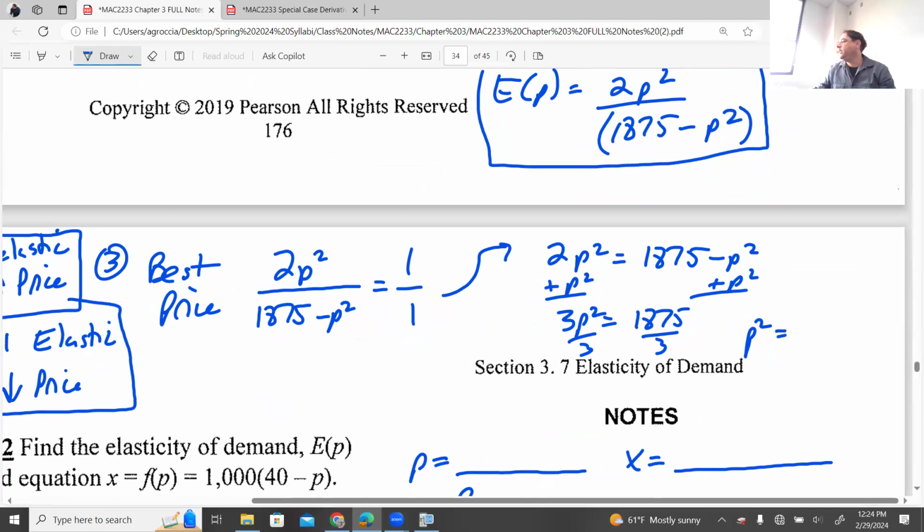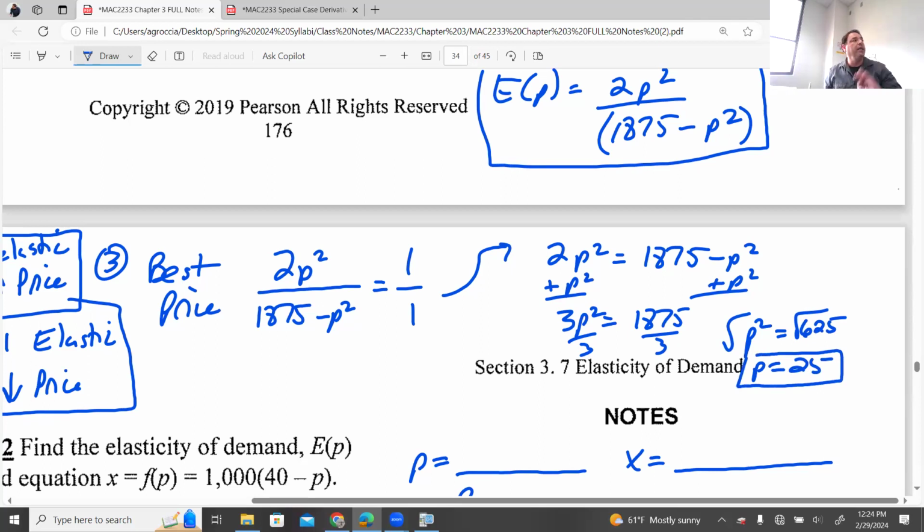P squared equals, what do we end up with? What do you get there? 625? Yeah, 625. And then when you square root, yes, you will get positive and negative. But if we're talking about price, it has to be what? Positive. So we find that the best price to charge is $25.